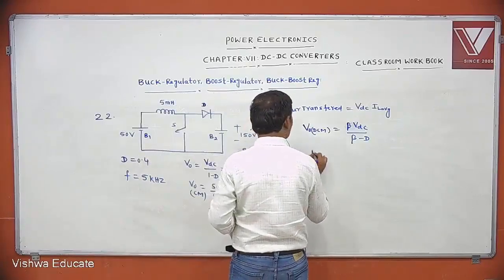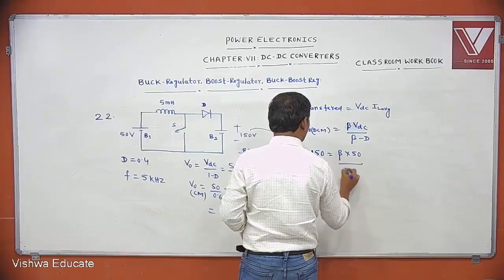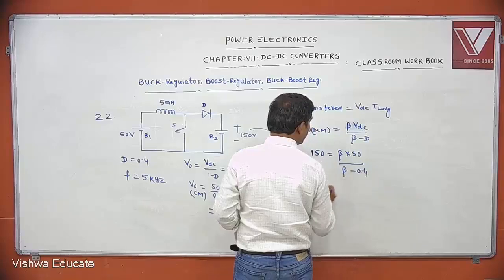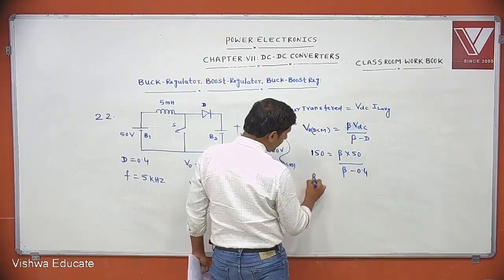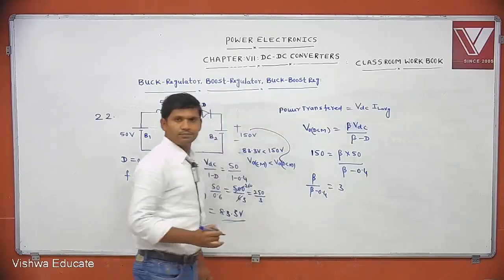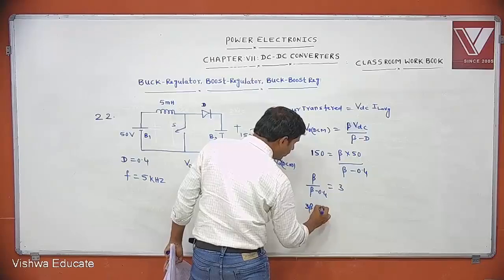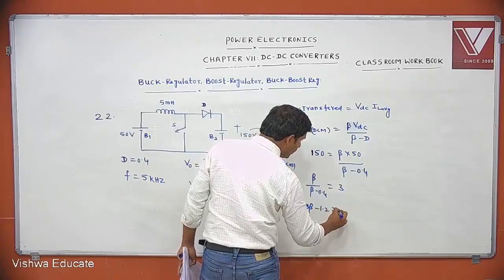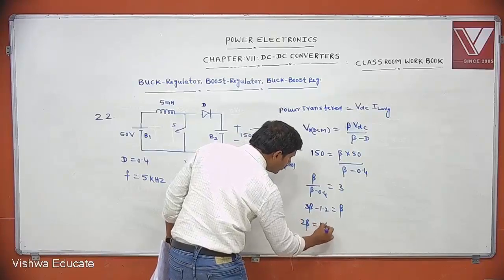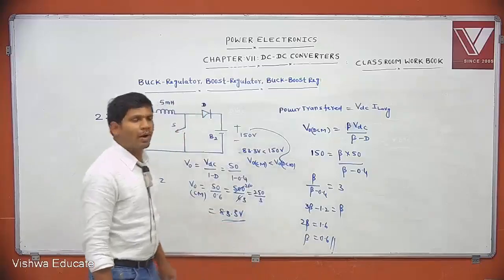What is given? 150 equals beta into 50 by beta minus D, and the duty cycle is given as 0.4. Then beta by beta minus 0.4 equals 3. Solving, 3 beta minus 1.2 equals beta, then 2 beta equals 1.2. What is beta? We get 0.6. The value of beta equals 0.6.